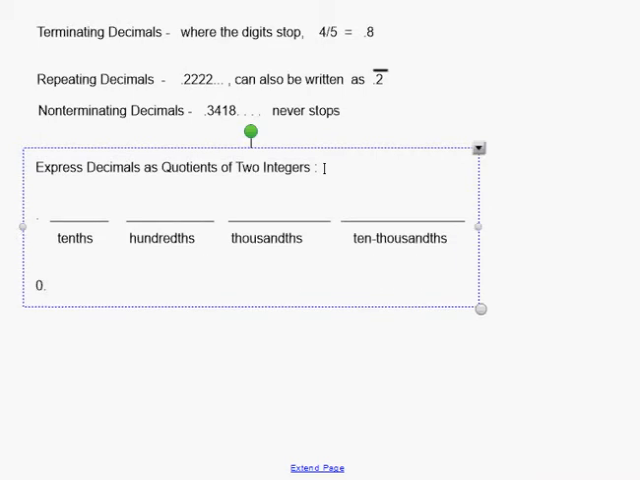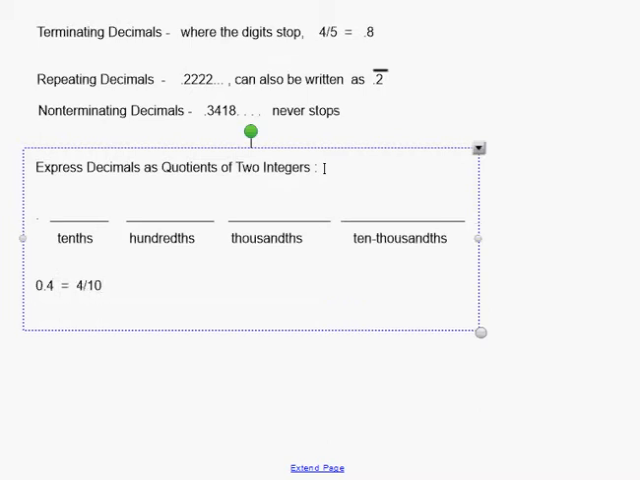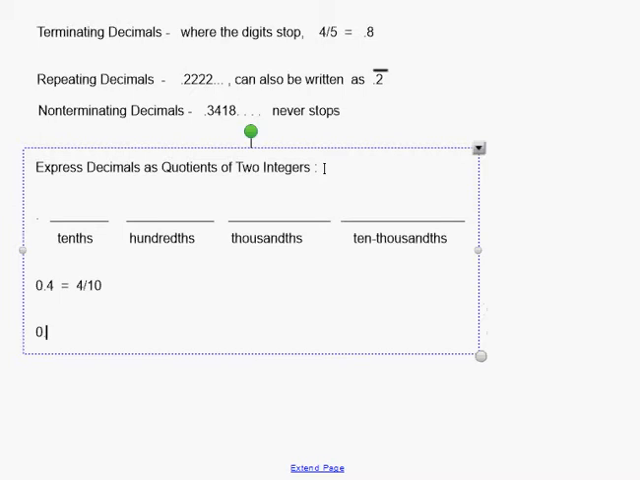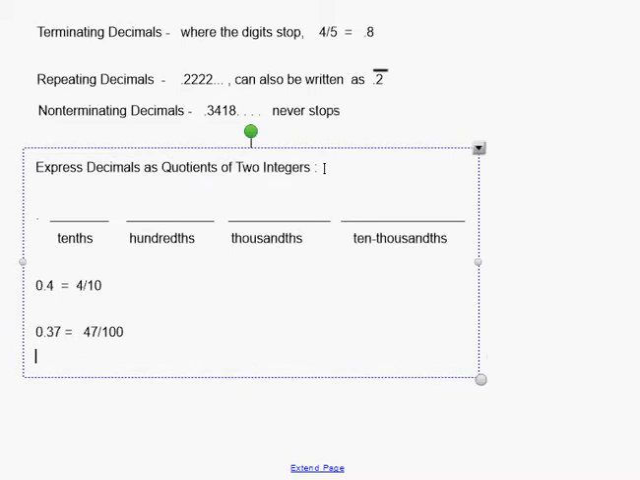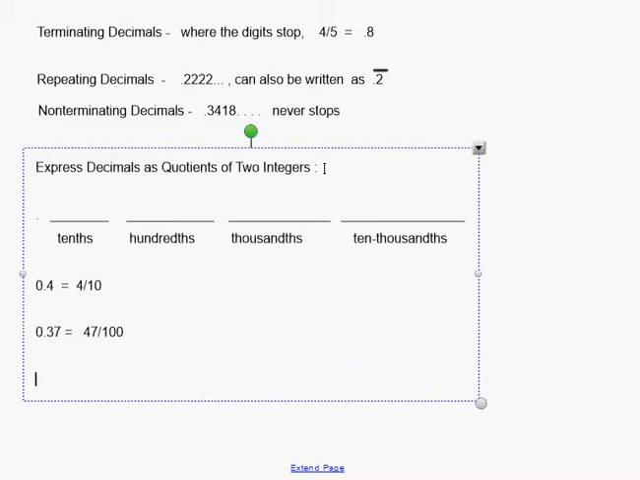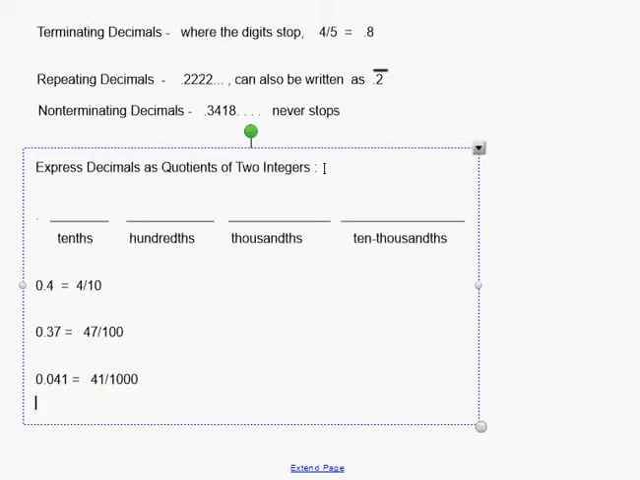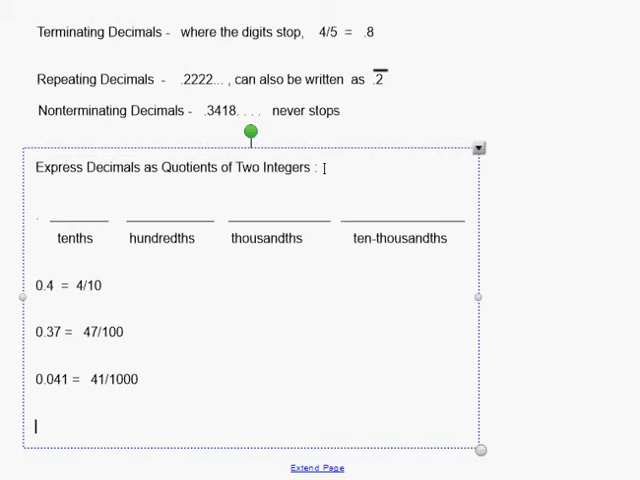So for example, 0.4 is the same as 4/10. 0.37 is the same as 37/100. The denominator is the place of the furthest right digit. So 0.4 stopped in the tenths place. 0.37 stopped in the hundredths place. 0.041 stops in the thousandths place. So that becomes 41/1000.